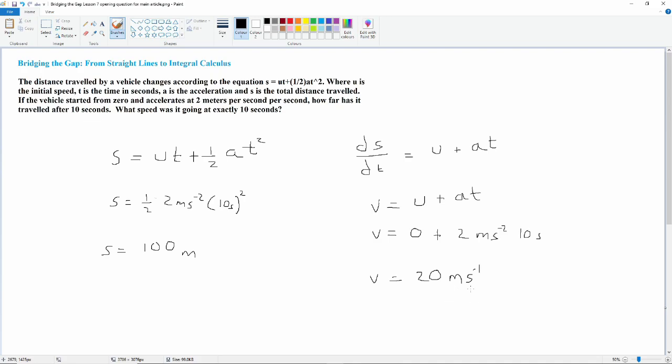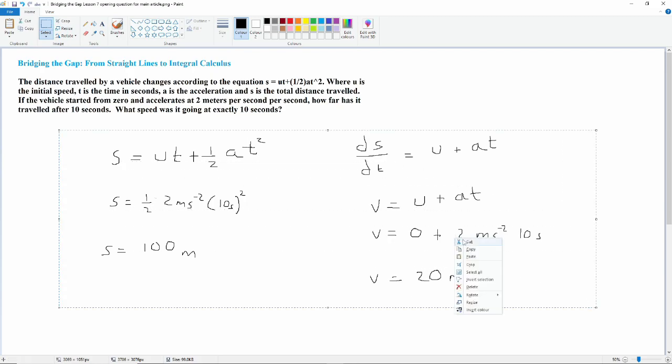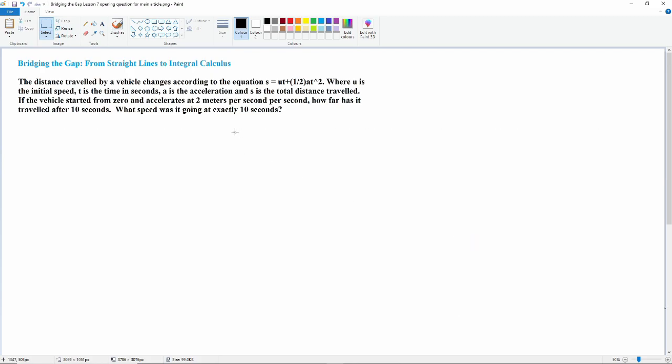which is a good thing because meters per second is a measurement of speed. So there's our answer. The distance travelled is 100 meters, and the speed it was going when it crossed the finish line at the exact 10-second mark was 20 meters per second. So that's one application of derivatives. We can find the instantaneous speed if we're given distance. Anything where one variable changes with respect to another, derivatives are going to come in handy.